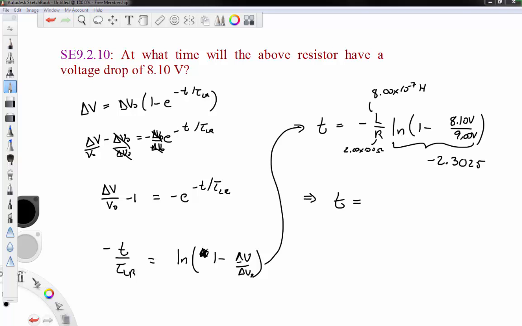Plugging some numbers in, and what you end up getting is that t is 9.210 times 10 to the negative 10 seconds. So that would be 921 picoseconds, 921 times as long as the amount of time that we solved for the voltage of in the first part.